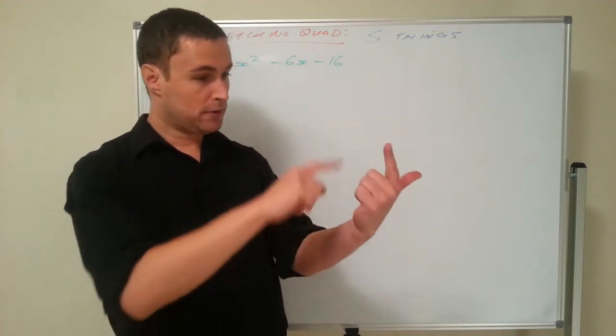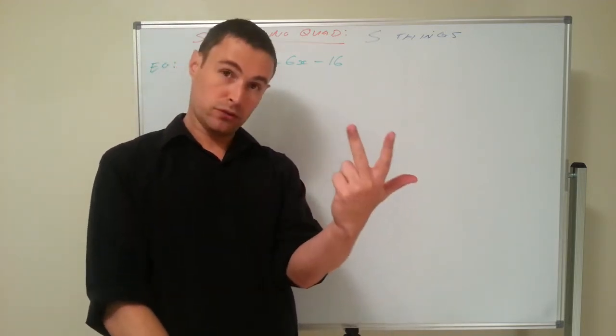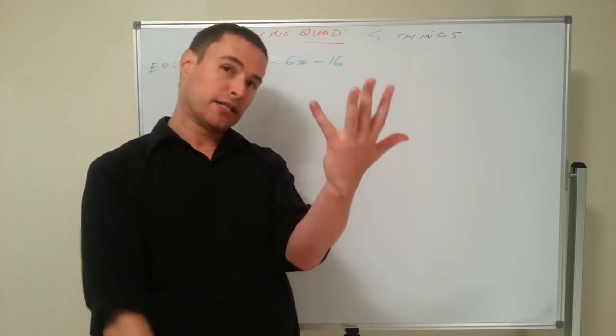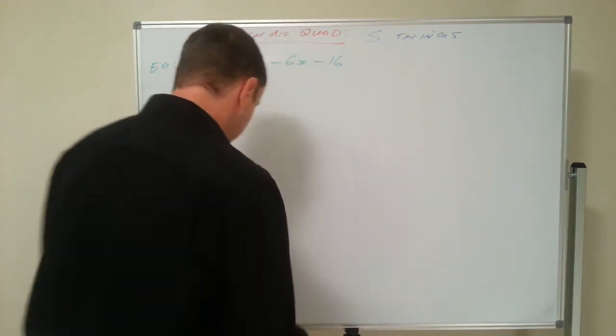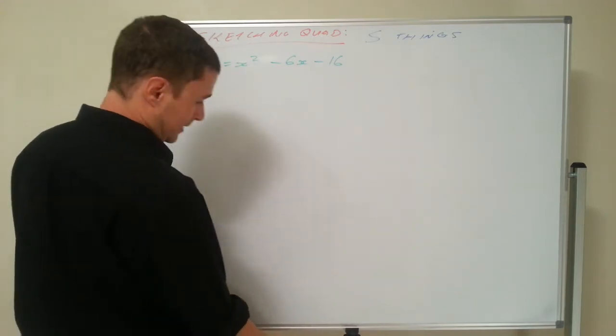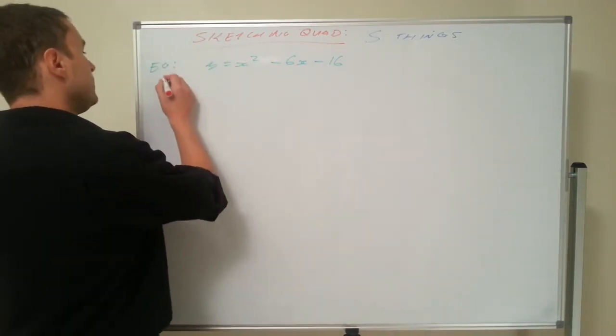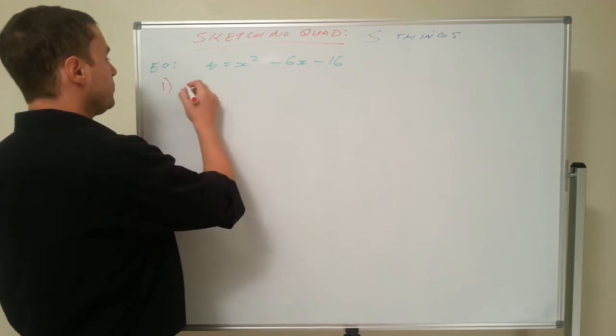A y-intercept, 2 x-intercepts or roots, a turning point, and the axis of symmetry. This one, the axis of symmetry, people always forget about. So let's start with the easy thing. Let's start with number 1, the y-intercept.